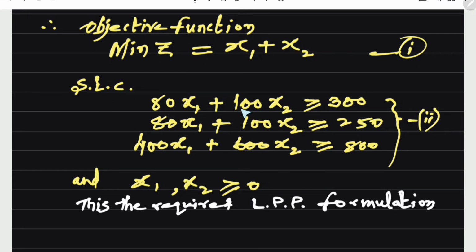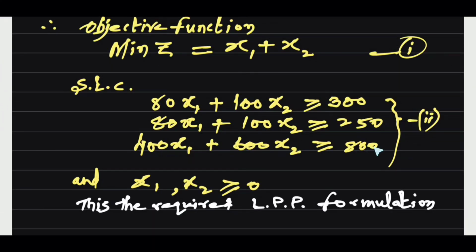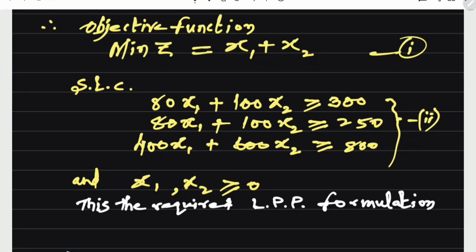Why greater than or equals to? As it is at least. At least means minimum 300 up to maximum. And non-negative restriction is x1 and x2 must be greater than or equals to 0. And this is the required linear programming problem formulation.